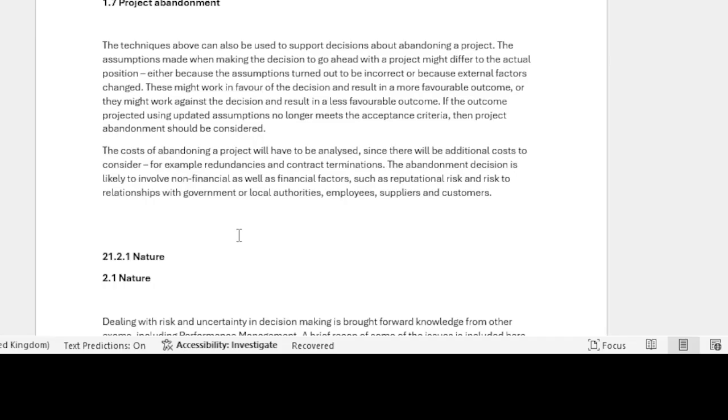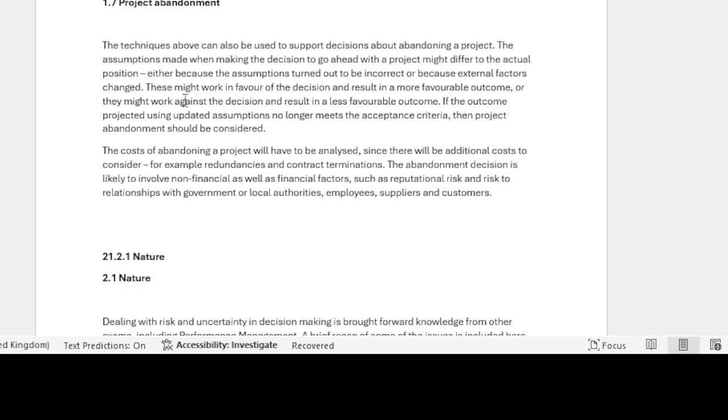What is abandoning in simple terms? Abandoning is more like setting aside. So when we use project abandonment here, we make assumptions when we are trying to make decisions on which projects to go ahead with or which ones to defer compared to the others.